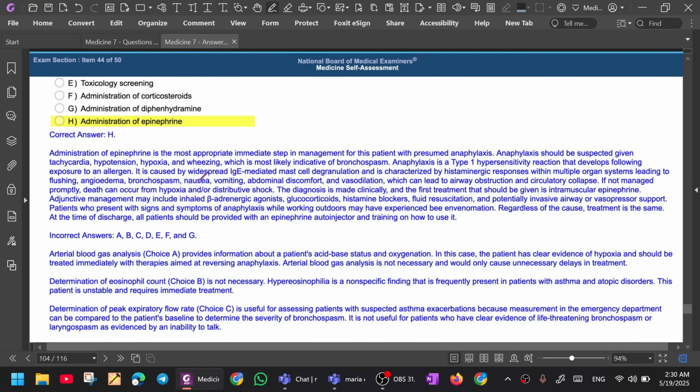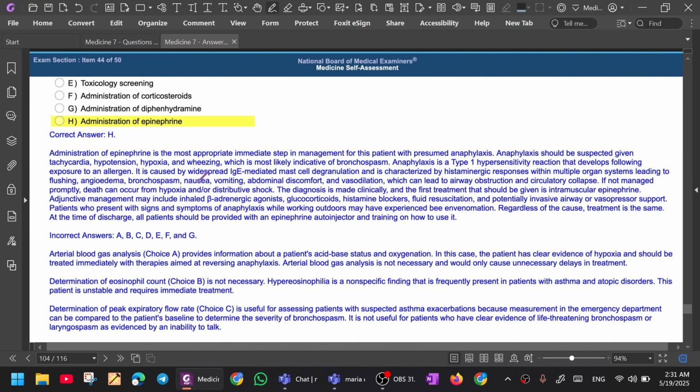Anaphylaxis is a type 1 hypersensitivity reaction that develops following exposure to an allergen. It is caused by widespread IgE-mediated mast cell degranulation and is characterized by histaminergic responses within multiple organ systems, leading to flushing, angioedema, bronchospasm, nausea, vomiting, abdominal discomfort, and vasodilation, which can lead to airway obstruction and circulatory collapse if not managed promptly. Death can occur from hypoxia or distributive shock.